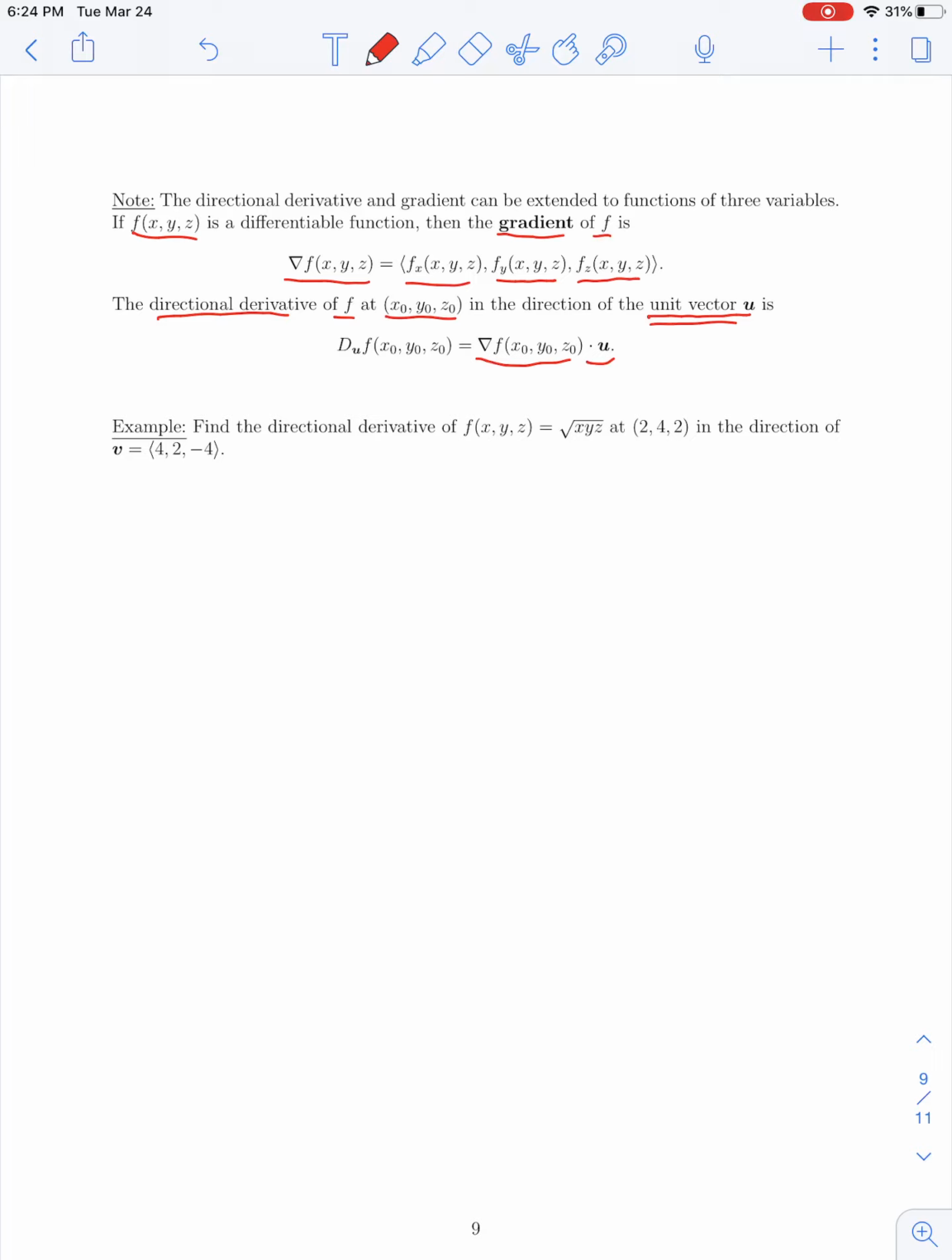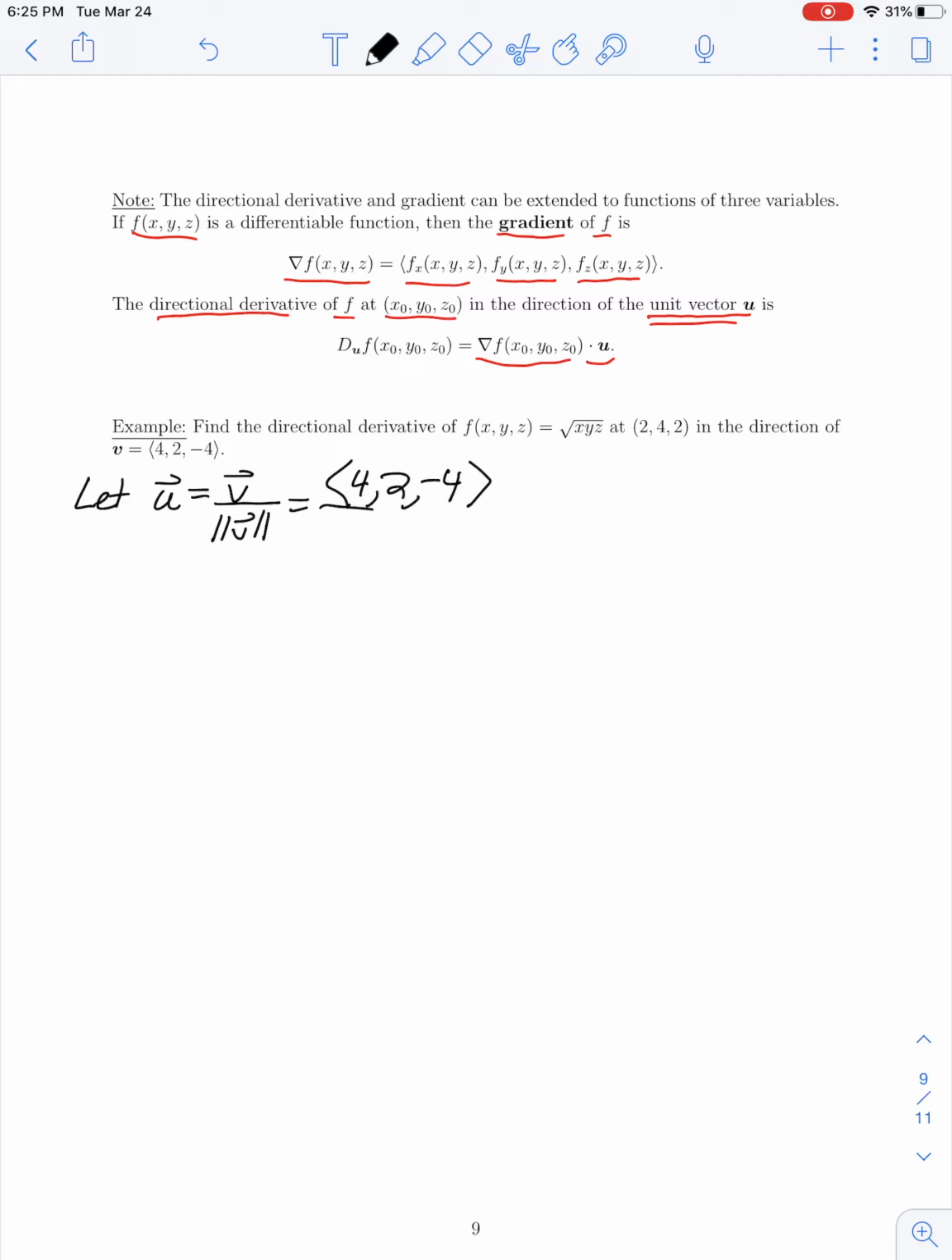So let's consider the following example. We are asked for the directional derivative of the square root of xyz at the point 2, 4, 2, acting in the direction of the vector v given as 4, 2, -4. So as always, with these directional derivative problems, our first step is going to be to find a unit vector in the direction of v.